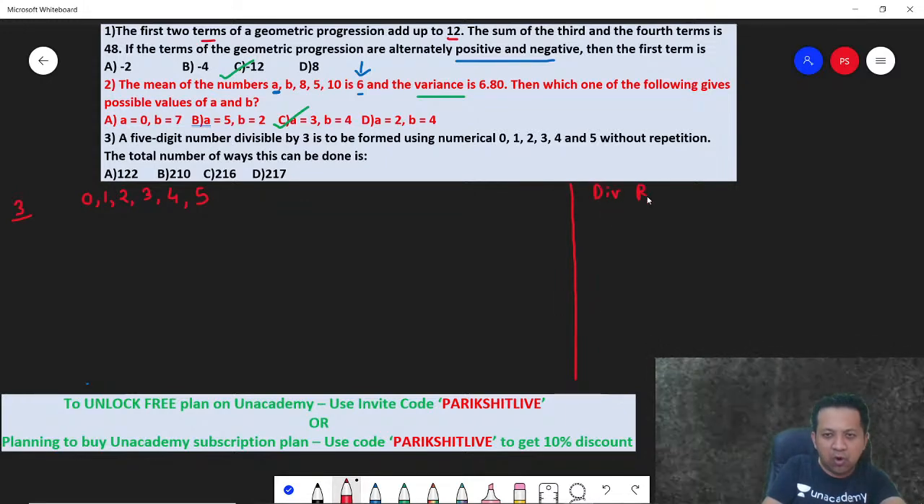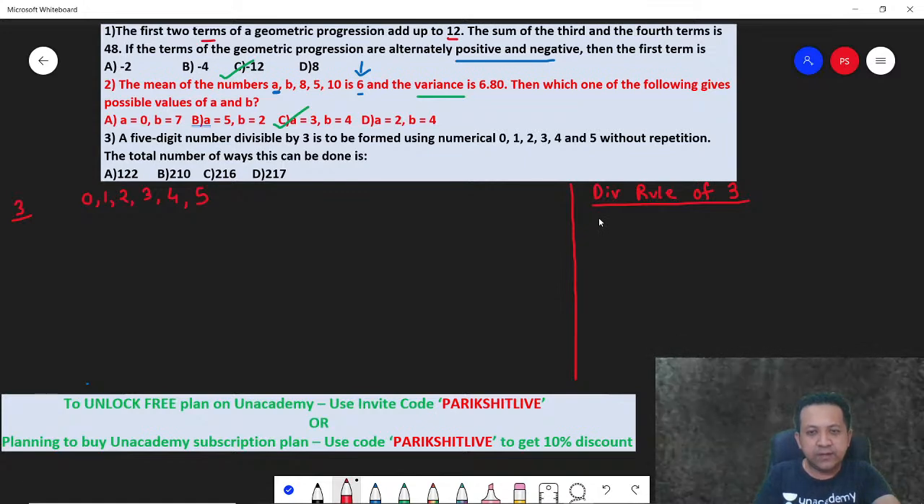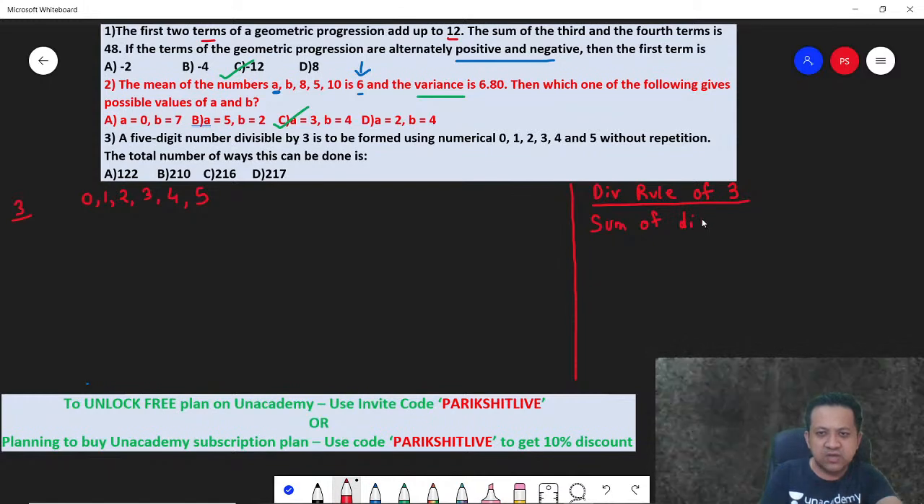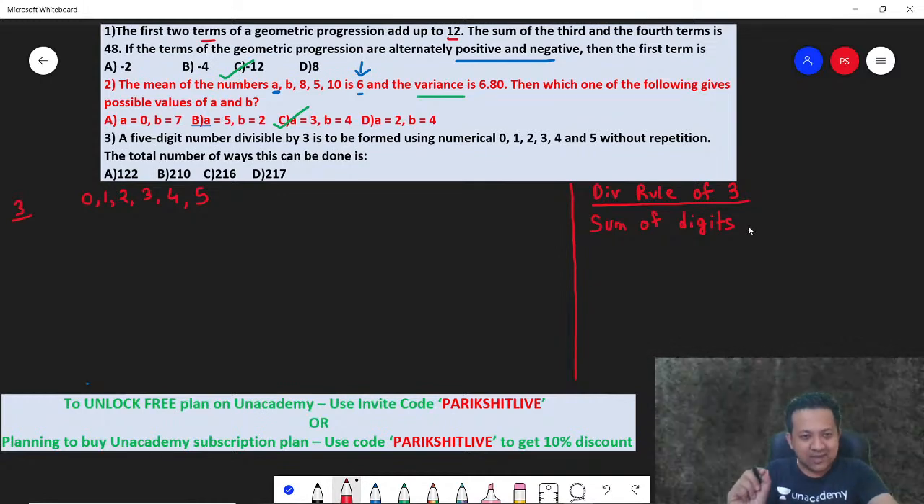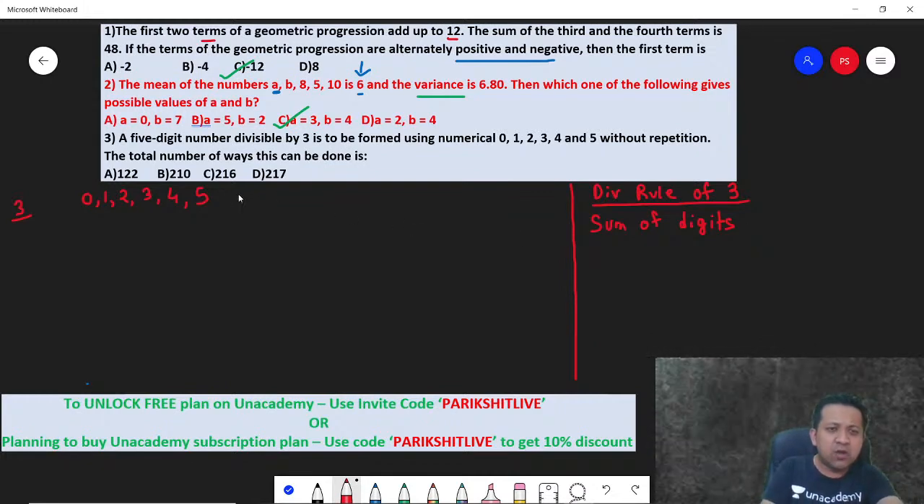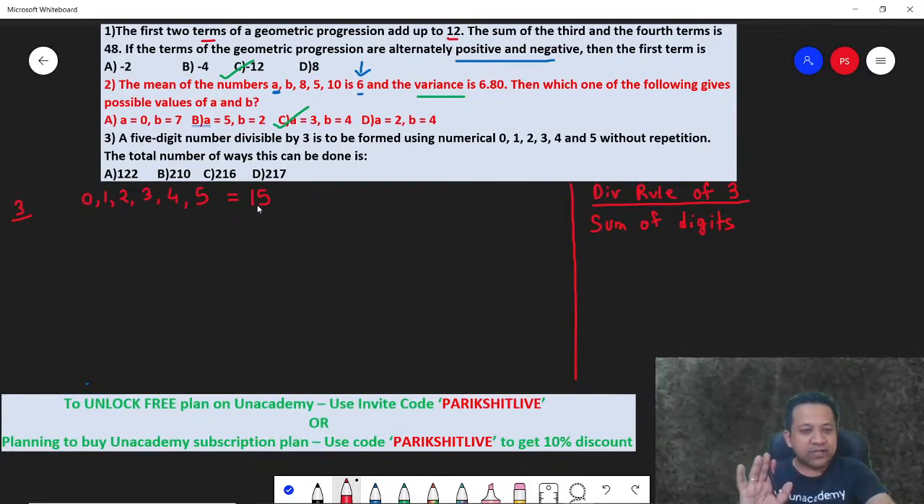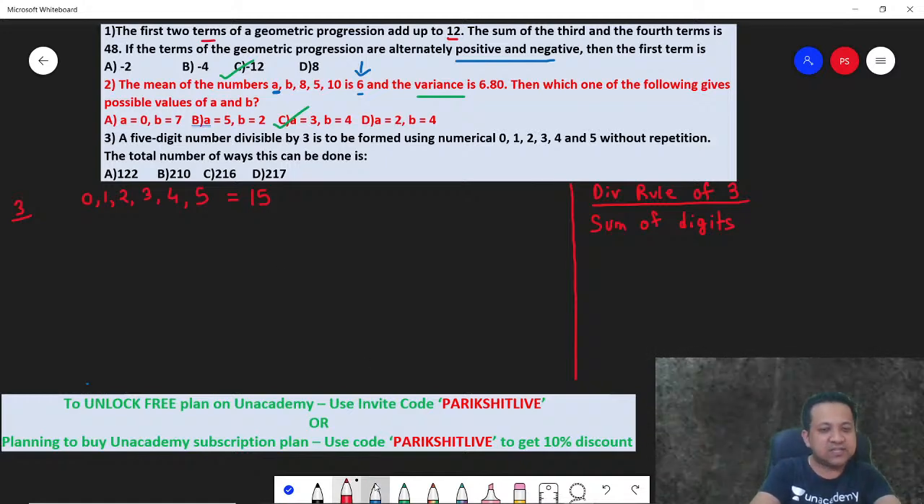The divisibility rule of 3 is the sum of digits. If the sum of the digits is divisible by 3, the entire number is divisible by 3. What is the sum of the digits here? 1 plus 2, 3, 6, 10, 15. The sum of the digits here is 15. Remember, I need to have only 5 digits. At the moment, I have 6 digits. Okay, fine.